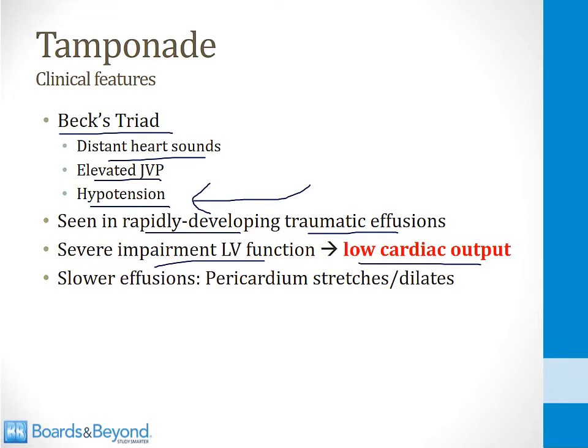In slower developing effusions, like the kind that develop in cancer patients, the pericardium has time to stretch and dilate, and therefore you usually do not see Beck's triad. Instead, you only see dyspnea and signs like distant heart sounds and elevated JVP.